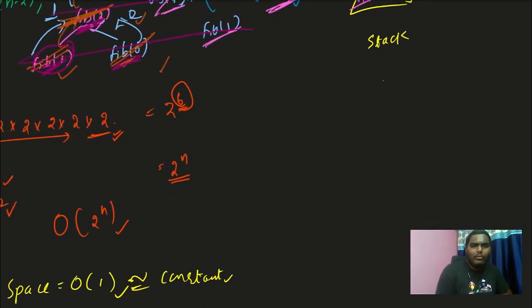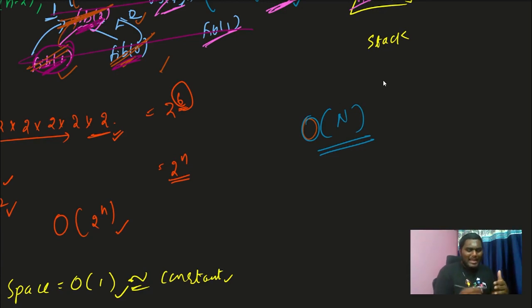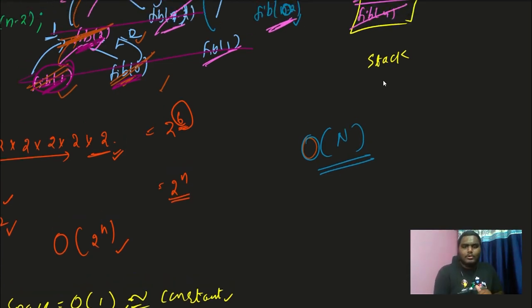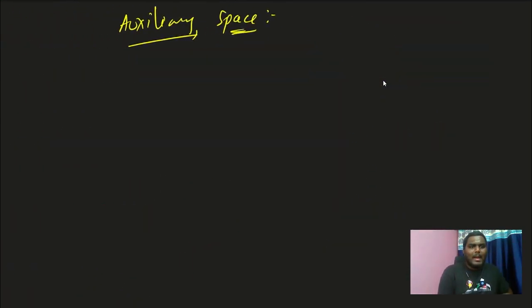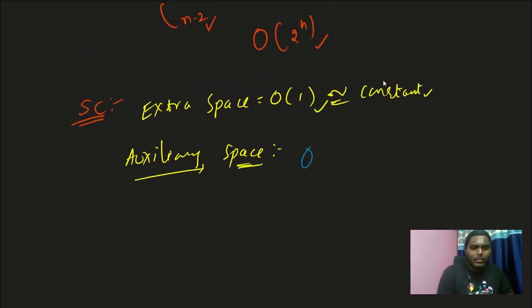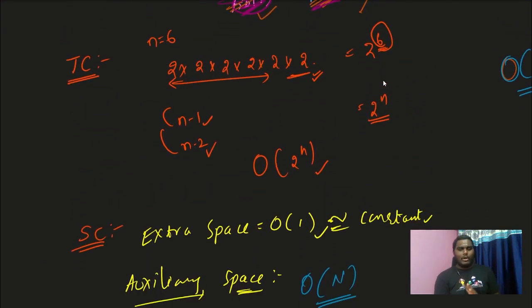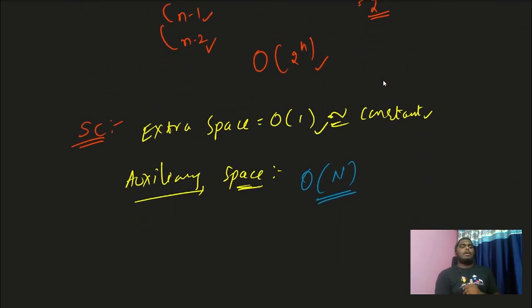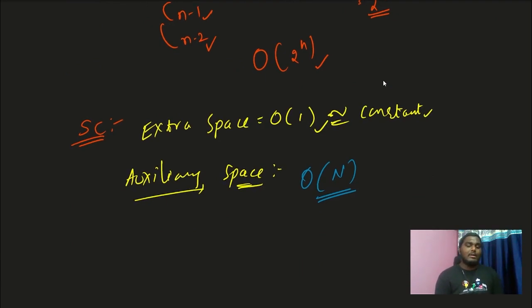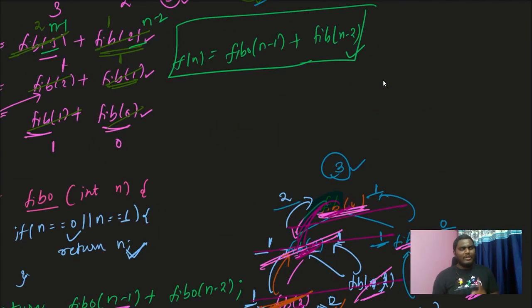Okay. So can I say that finding fib of 4, I will be using at max big O of n space? Yes. So I can say that my auxiliary space is equal to big O of n. Done. So your time complexity is big O of 2 power n, and your auxiliary space is big O of n. And whenever I am talking about extra space, it's big O of 1, similar to constant. Okay.